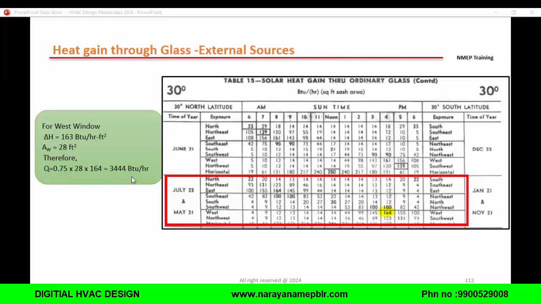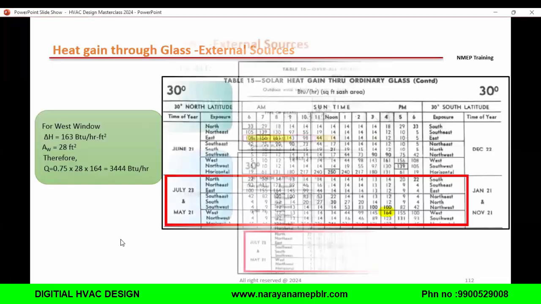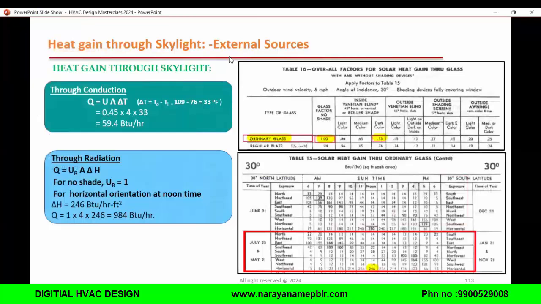Okay, so this value you will find out. Clear? U value you already know. Area you know. Del H you will find out from this table and use it. Clear till now?